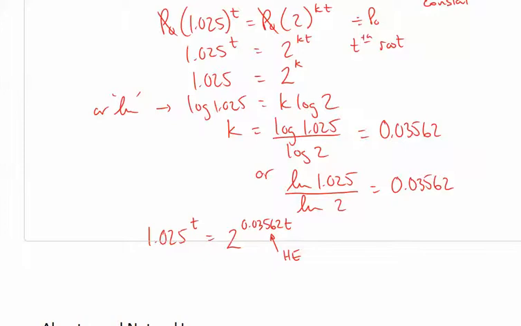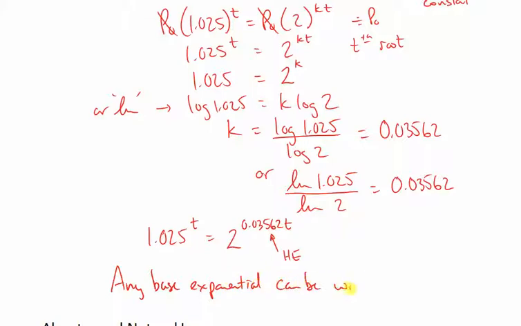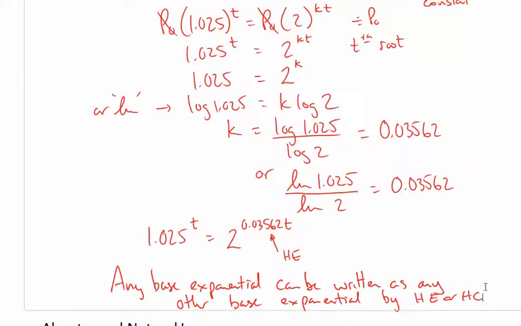So what I want to say before I leave is that any base exponential can be written as any other base exponential by a horizontal expansion or a horizontal compression, as the case may be, depending on which direction you're going and what you're trying to convert to what. Now, that's within the rules of exponential bases, which have to be positive and can't be 1.